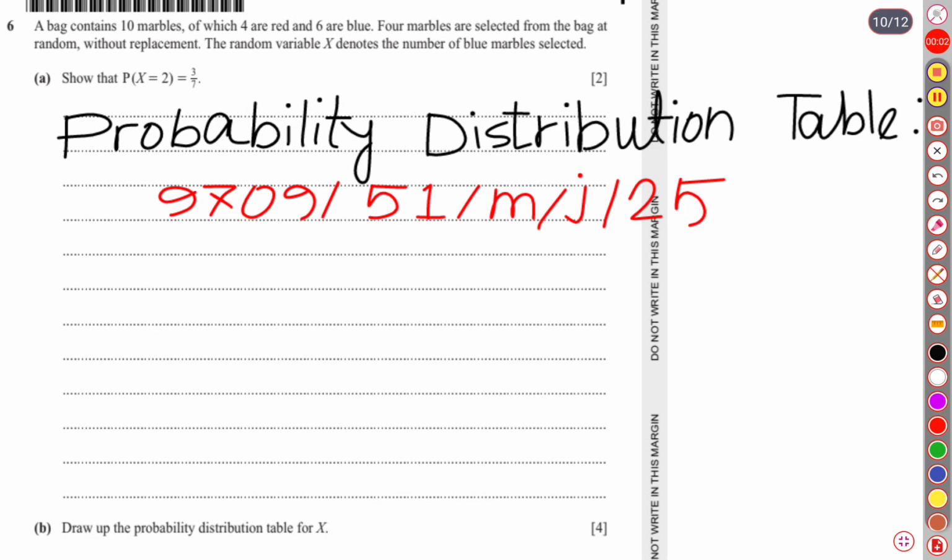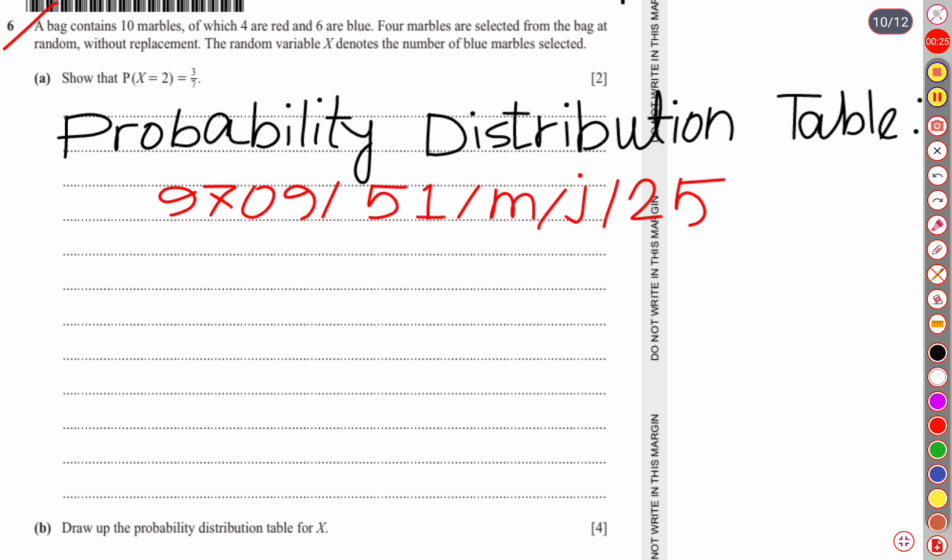Well, now we are moving on to the next topic, probability distribution table. And the first question has been selected from paper 9709/51 for the session May June 25. And the question we are going to solve is question number 6 of this paper.